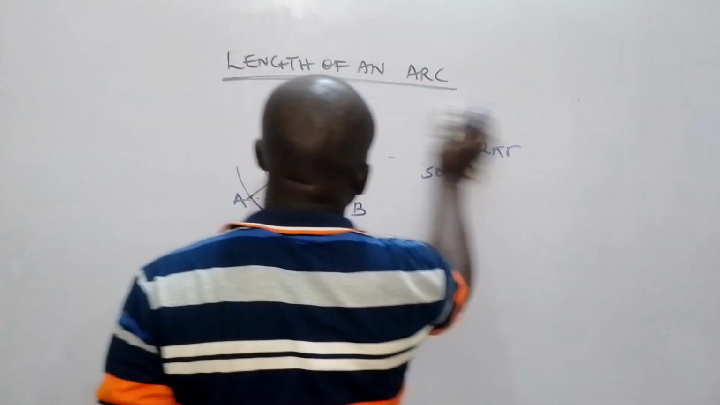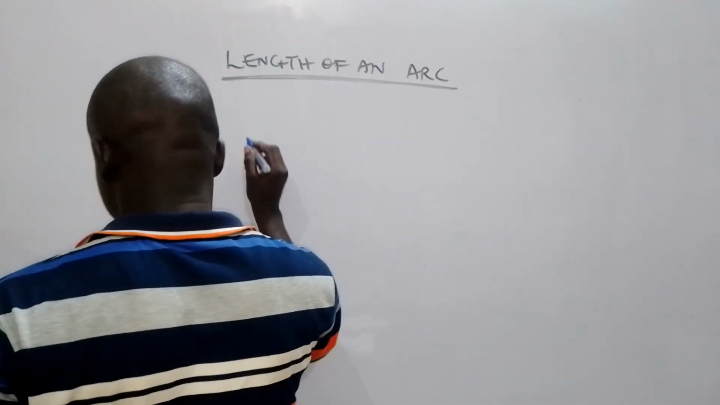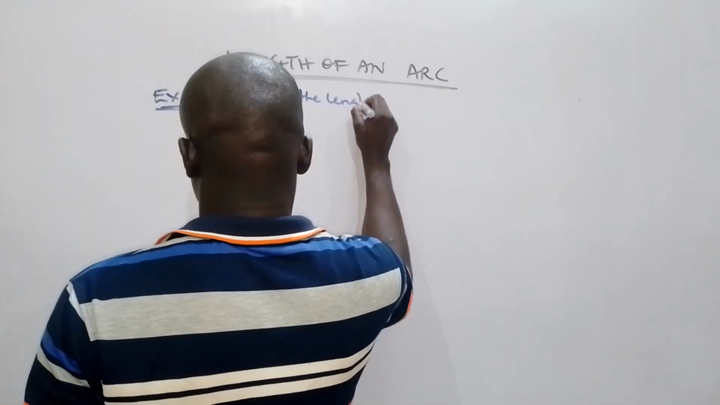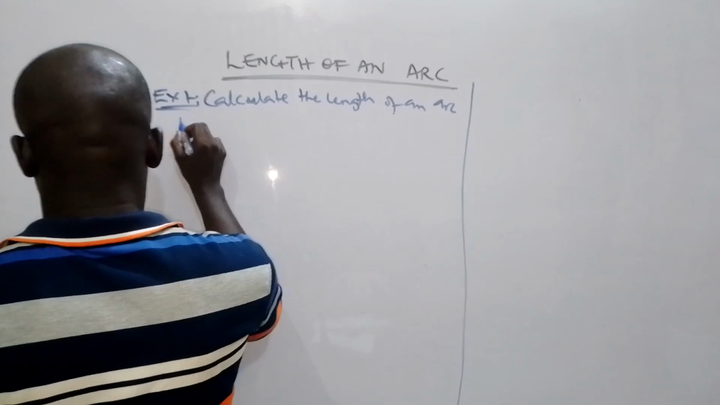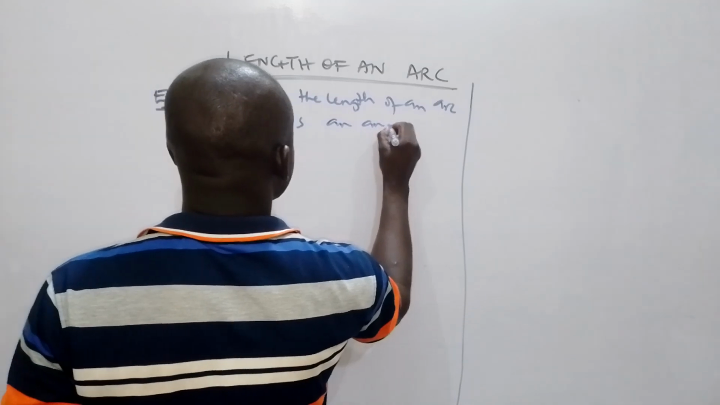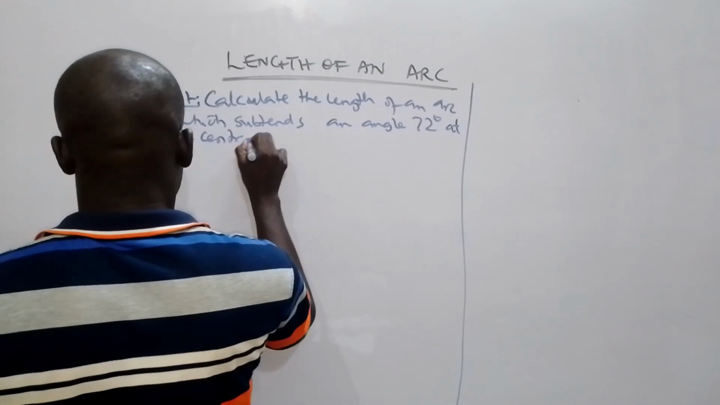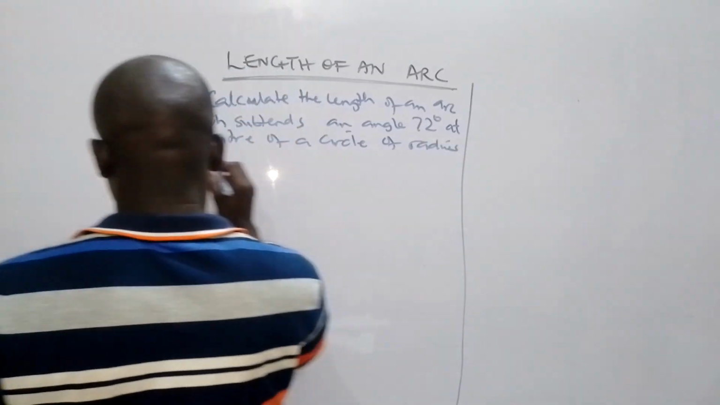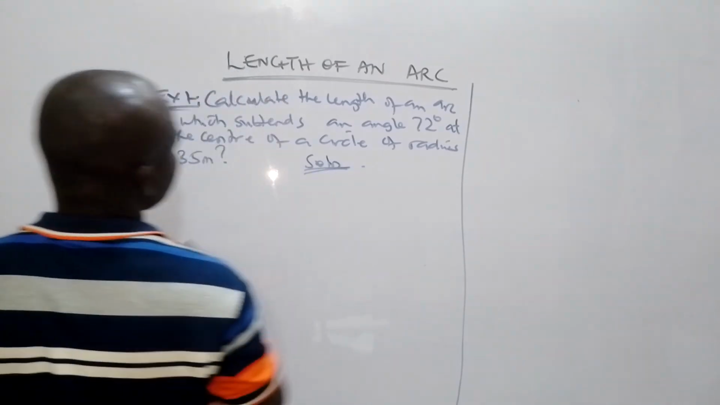So let's take example 1 under length of an arc. The question says that we should calculate the length of an arc which subtends an angle 72 degrees at the center of a circle of radius 35 meters. So this is the question. We have to calculate it.